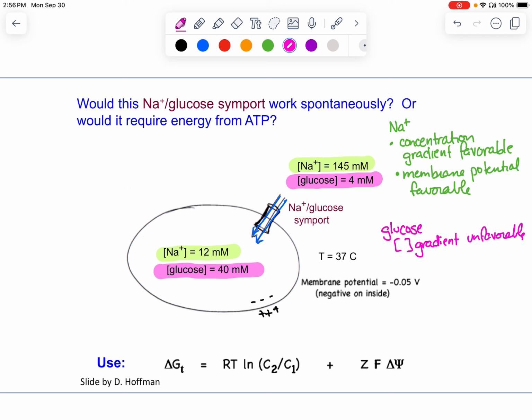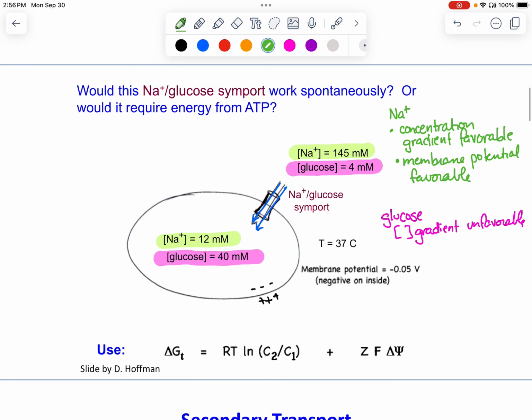So to figure out if this would be favorable, we are going to need to calculate the change in Gibbs free energy for each of those transfers. We know the sodium will definitely be negative, and we can calculate that value. So remember our equation down here.